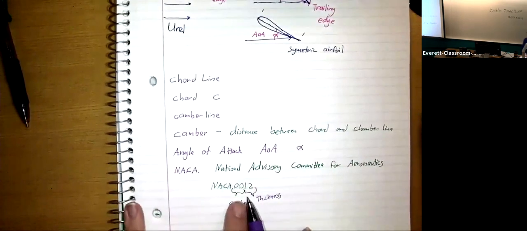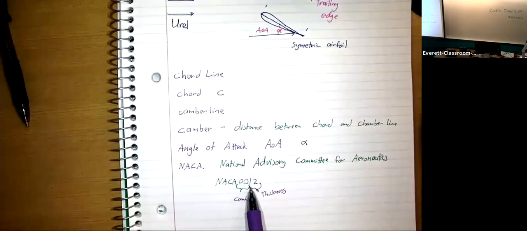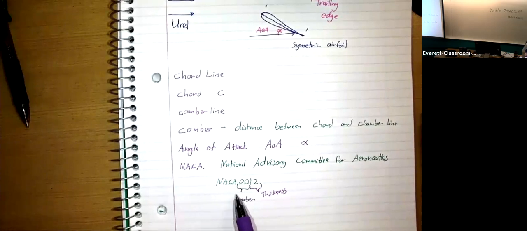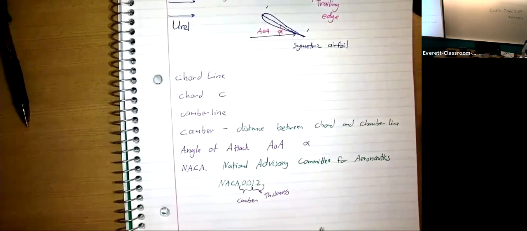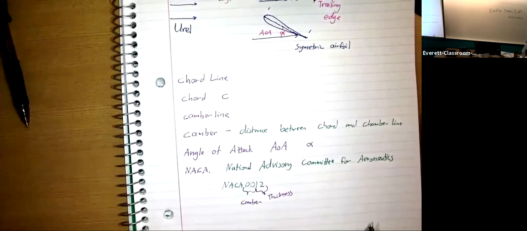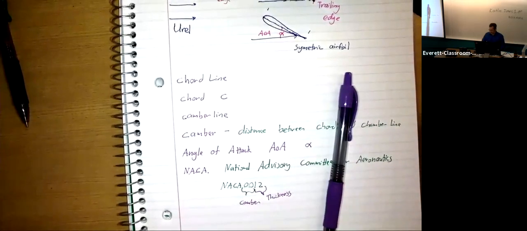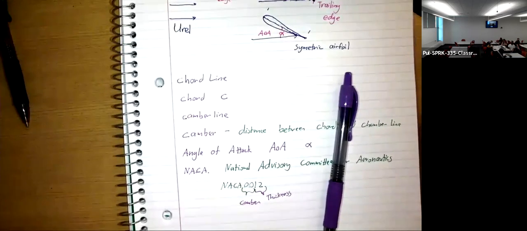Now this is a 4-digit NACA. There's also a 5-digit NACA. I think there's also a 6-digit NACA. There's an actual mathematical formula for the shape of an airfoil for a 4-digit NACA airfoil. In fact, I didn't plan on doing this today. Let me find this website, if I can get my computer turned on.